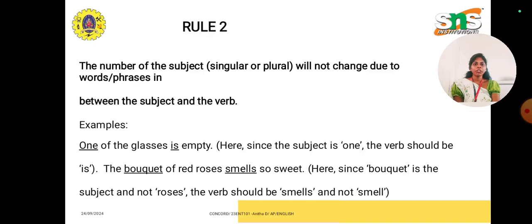So I gave you an example: one of the classes is empty. Here, since the subject is one, don't get into that classes, because there might be multiple classes, but the main thing is one is empty. There was a number of classes, but the thing is one is empty. So the verb should be singular.